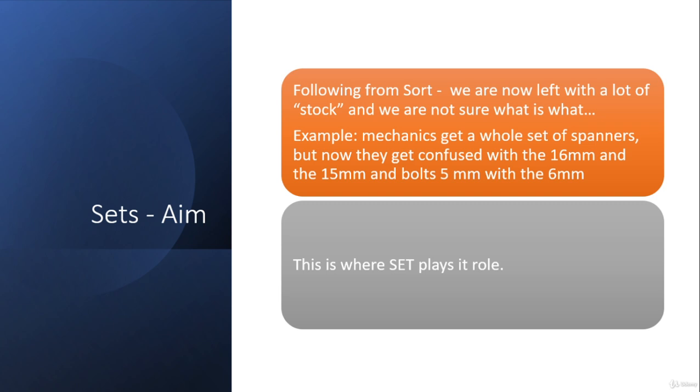So following on from our first S, sort, we are now left with a lot of stock and we're not sure what is what. Example, the mechanics now get a whole set of spanners, but now they're getting confused with the 16mm and the 15mm spanners, and the bolts that are 5mm with the 6mm bolts. This is where set plays its role.